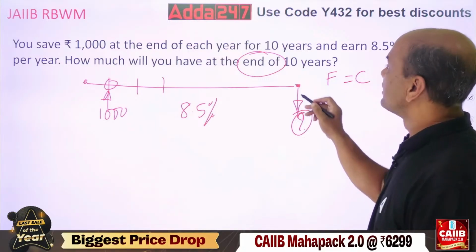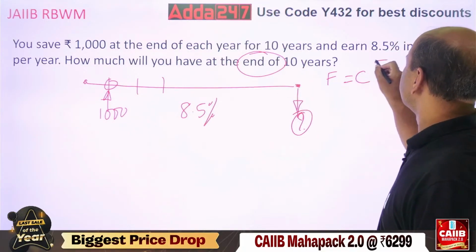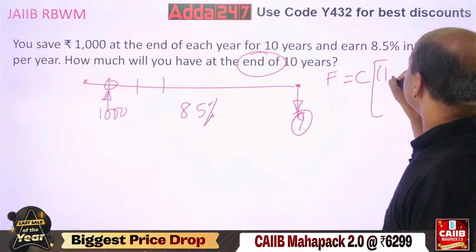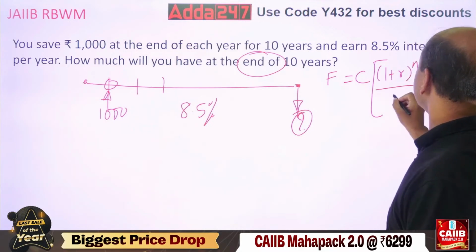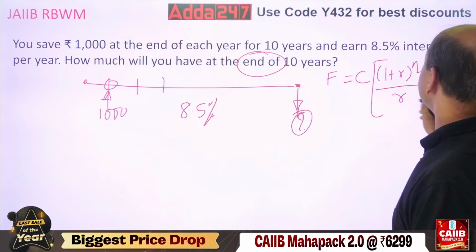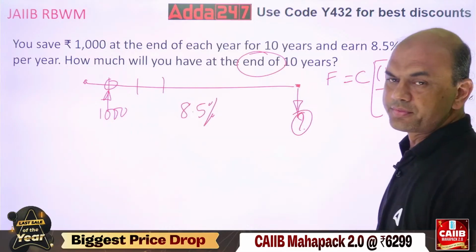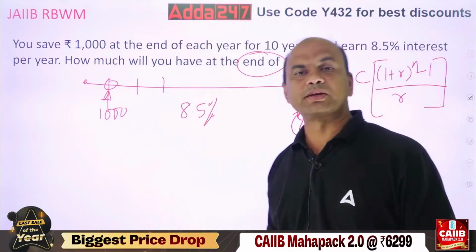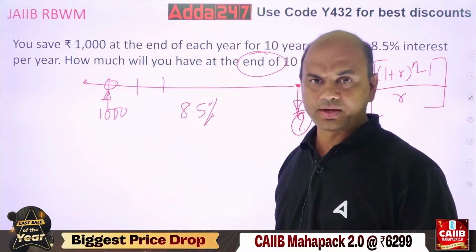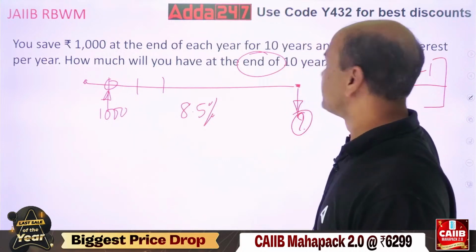C means whatever I invest per year, 1000, into (1 plus R) raised to n minus 1, the whole upon R. I want only future value now. This is the formula for future value. The formula for present value is different. So now you will be using this formula.